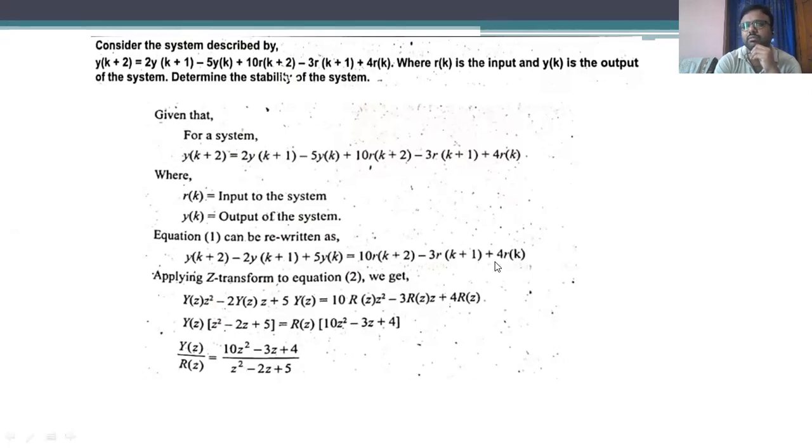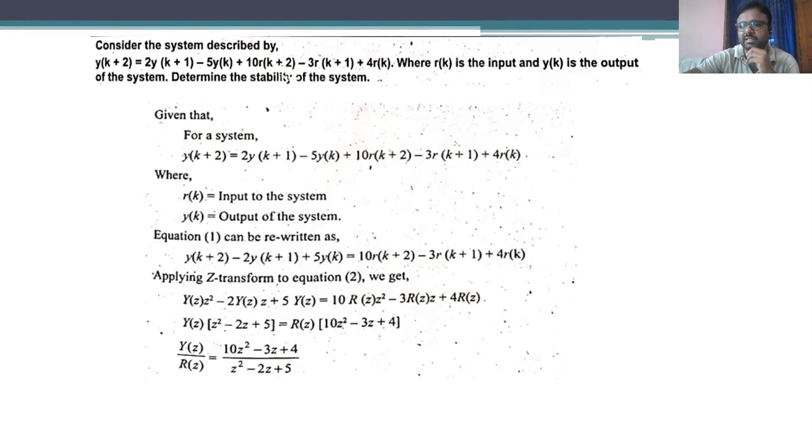The transfer function is going to be obtained with the ratio of Y of z divided by R of z. So Y of z divided by R of z is going to be obtained as 10z square minus 3z plus 4 divided by z square minus 2z plus 5. So this is the transfer function we have obtained from the difference equation.